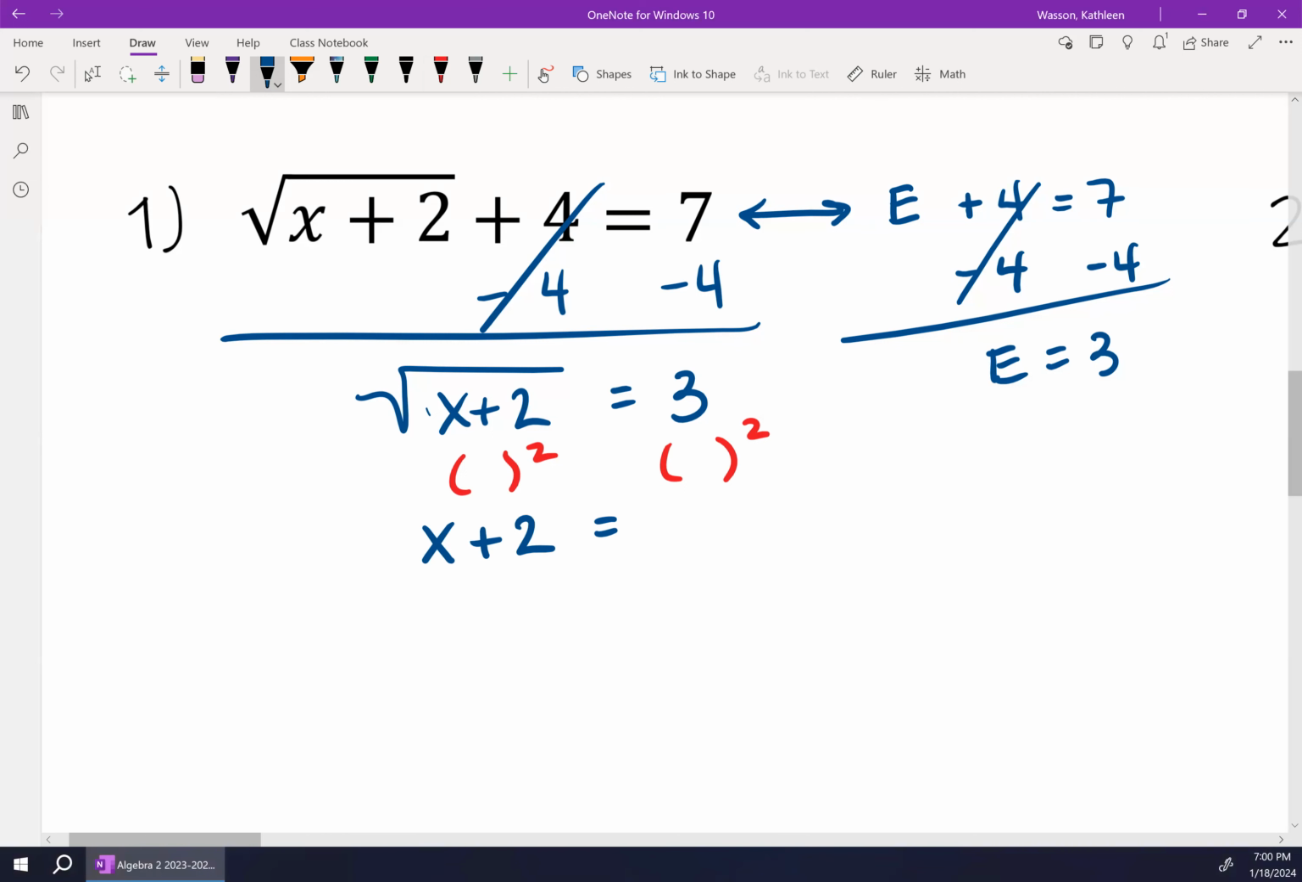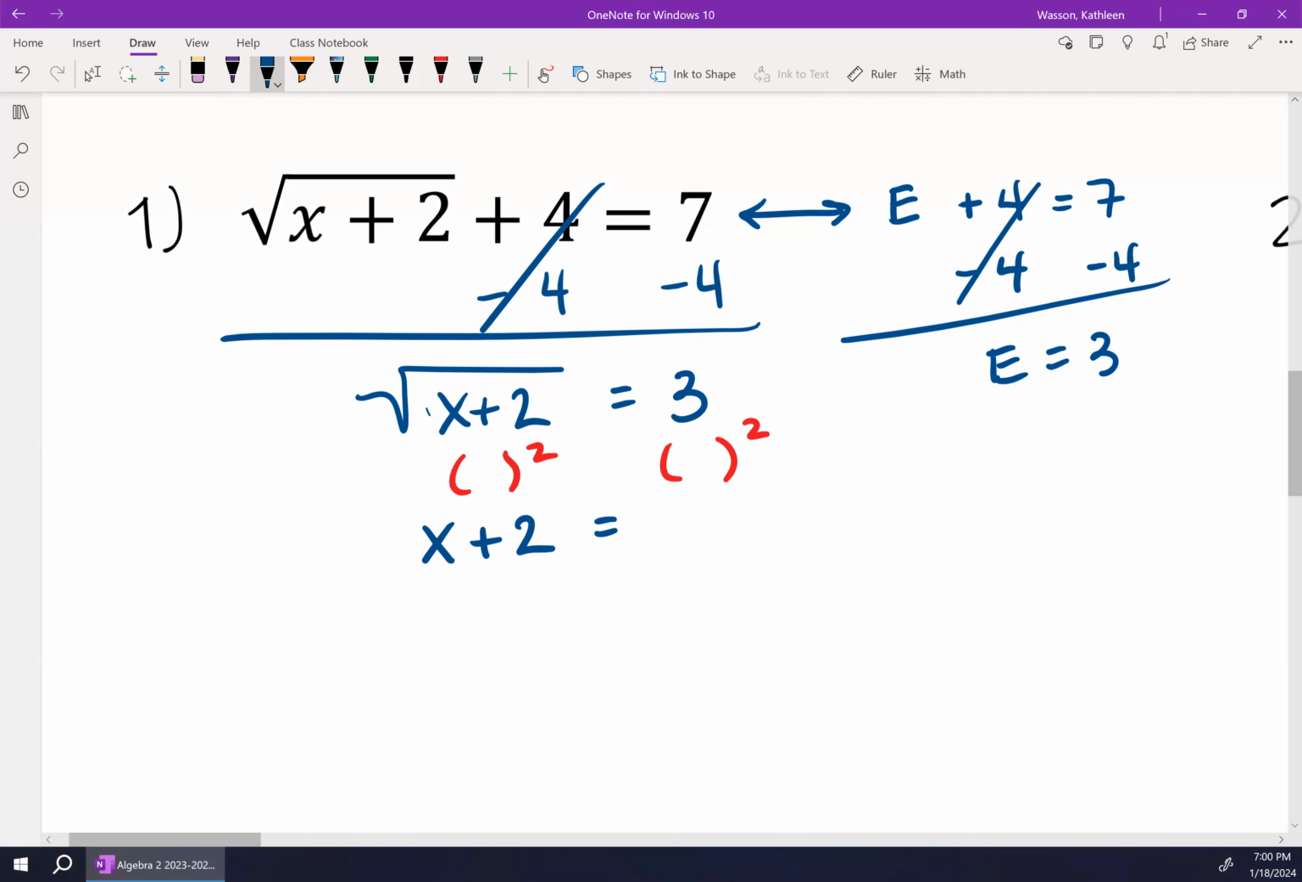X equals 7. It takes very little time for you to check your problems, check your solutions, I mean. So I recommend that you always check, so that you can take comfort before you move on that what you just did was right.